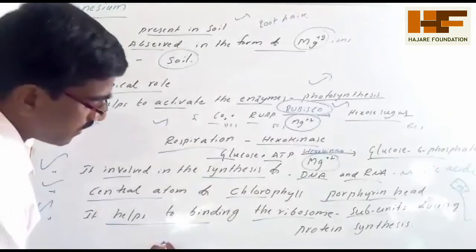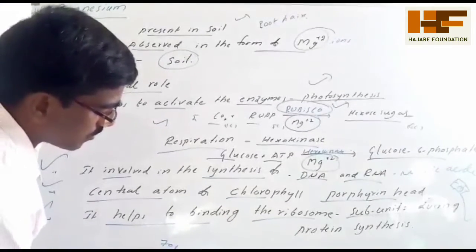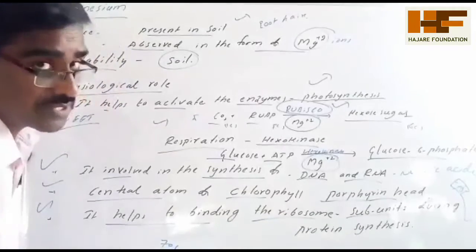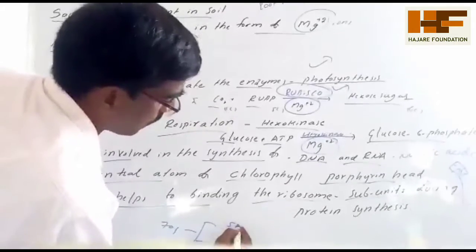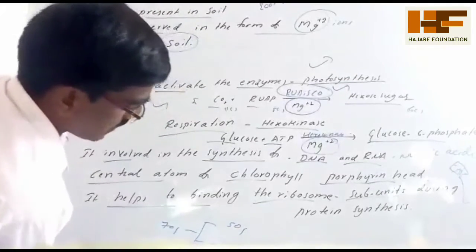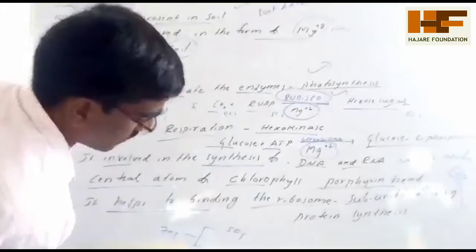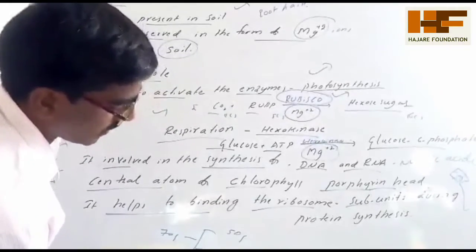Example, there are 70S ribosomes as well as 80S ribosomes. 70S ribosomes have 2 subunits, that is 50S as well as 30S. The 80S ribosomes have 2 subunits, 60S as well as 40S.